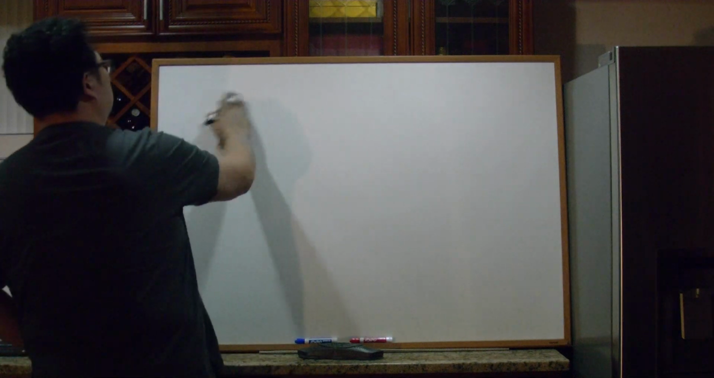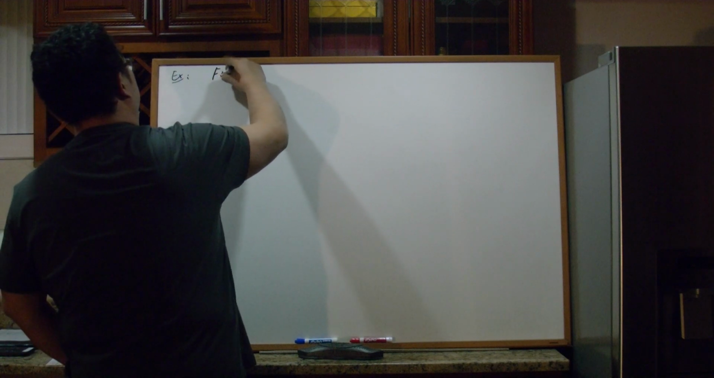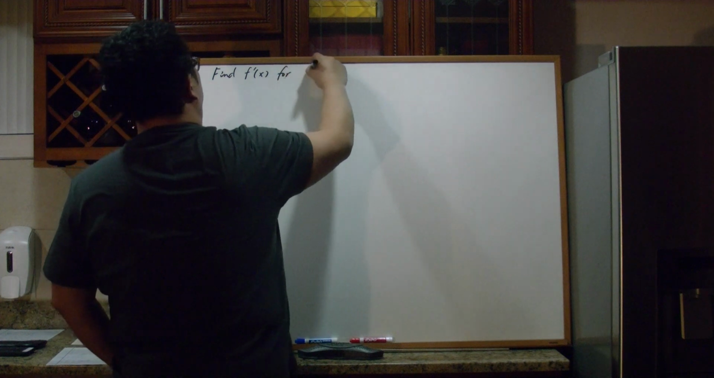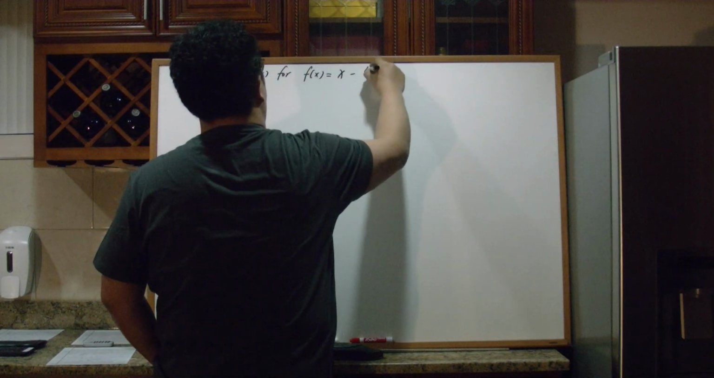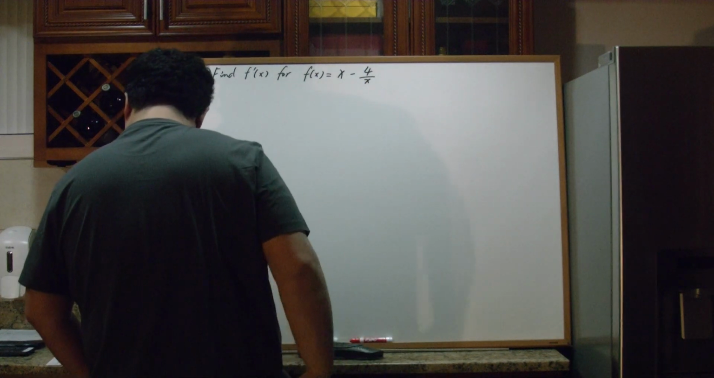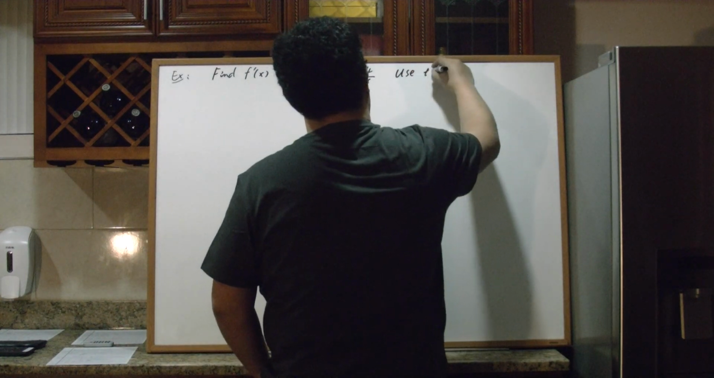Right, so wrapping up, try an example. Find f prime of x for f of x equals x minus 4 over x. Use the definition.